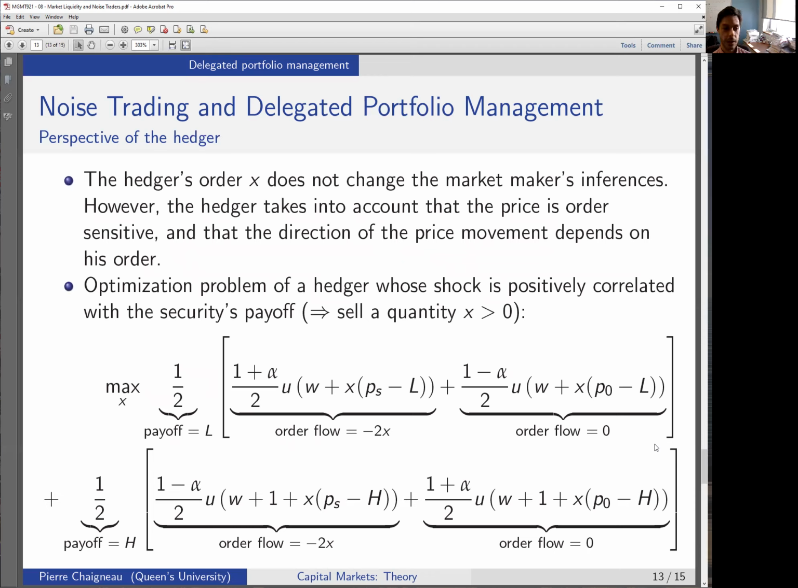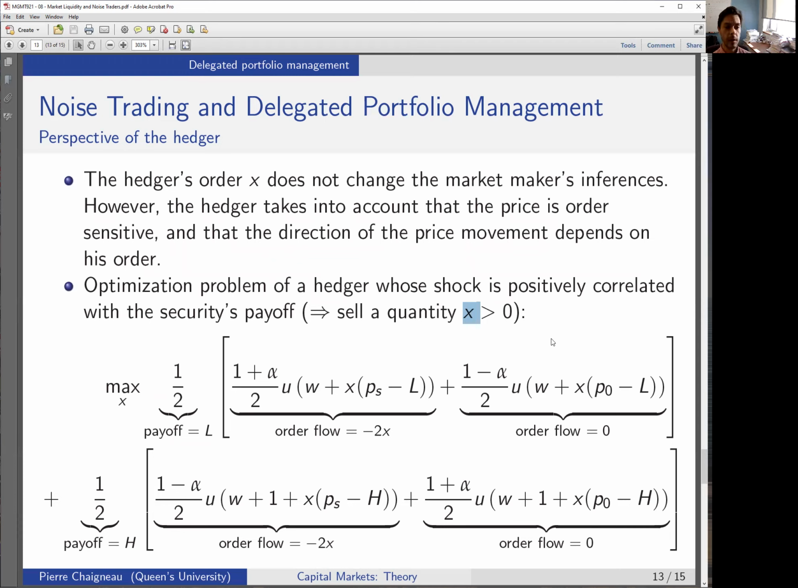Okay, so we're almost done. The last thing we need to do is determine what the quantity X is, which is bought or sold by the hedger, and as a result also bought or sold by the fund manager. So what X is going to be is determined by the optimization problem of the hedger.